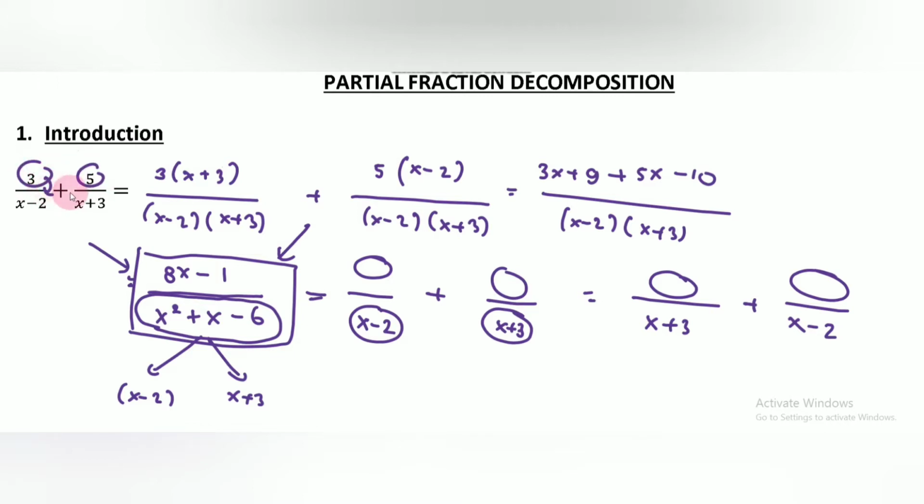3 will belong to x minus 2. 5 will belong to x plus 3. And also, if we put this in this order, it means this is 5, this is 3. Okay, so that is the objective. So we do the reverse. When I give you the rational expression, you figure out the addends. What are the addends? Okay, so let's do that.